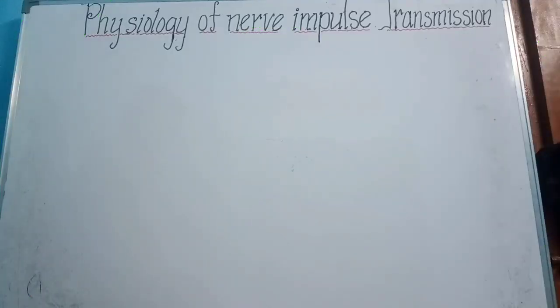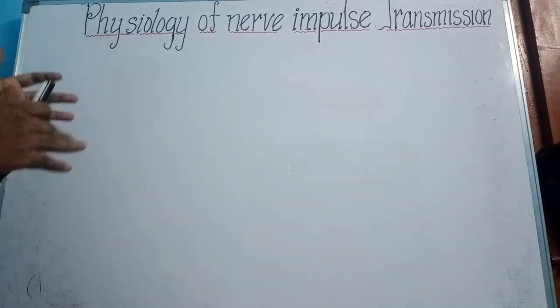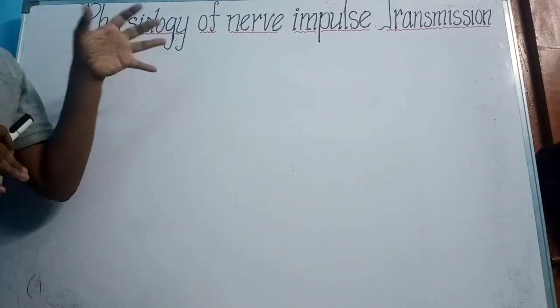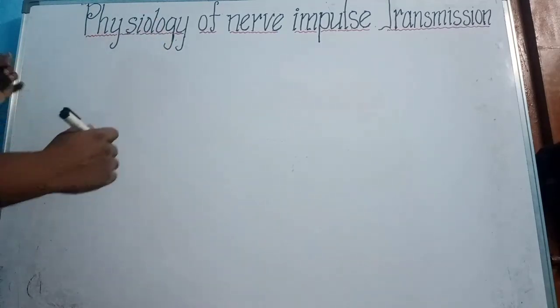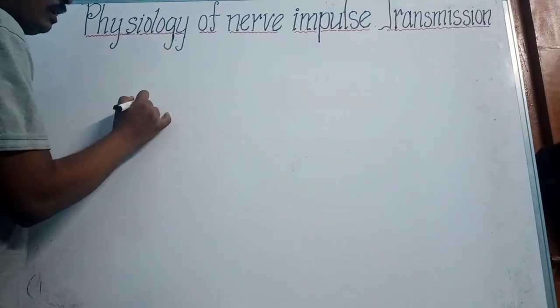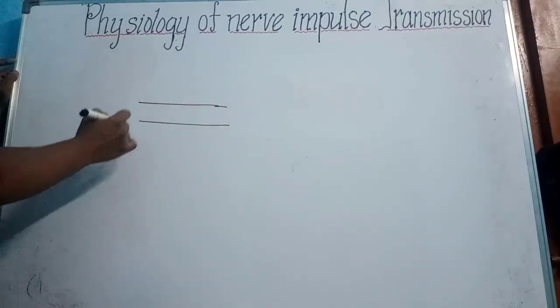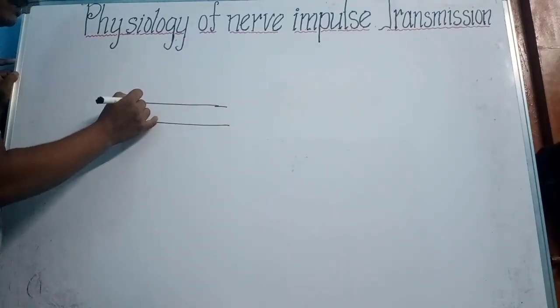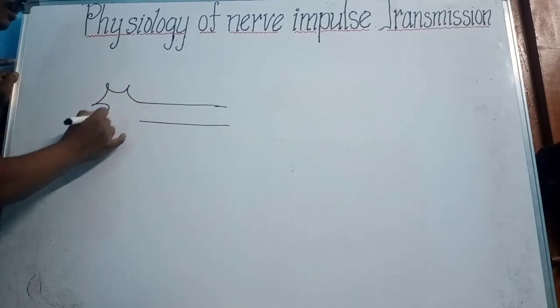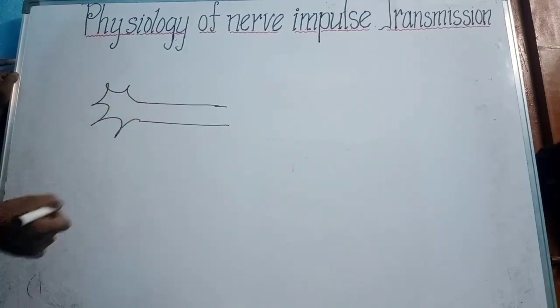So in the last video, we discussed how the signals are transmitted within the neuron. So we have discussed the conduction of a nerve impulse within the neuron. If you remember, we said that if there is a neuron, assume one of the neurons, and there is the cyton part, so we have the cyton here. So there is a cyton.